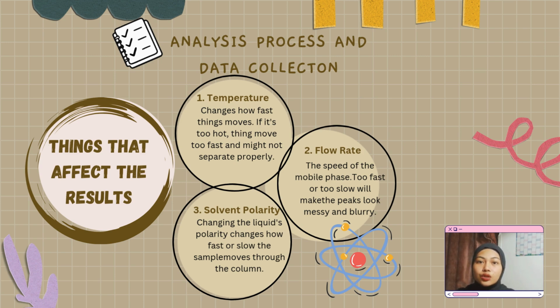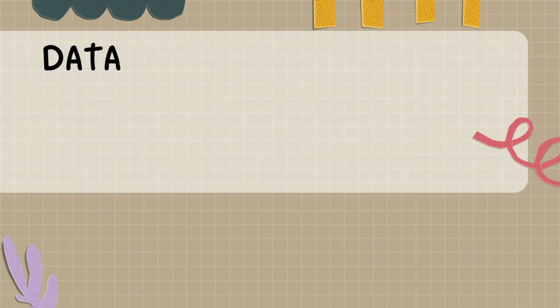And finally, solvent polarity. In a liquid system, if we change the polarity of our solvent, it changes how strongly it pulls the sample through the column, which directly affects our retention time. So, controlling these factors is key to getting accurate data. That is all from me. Thank you.